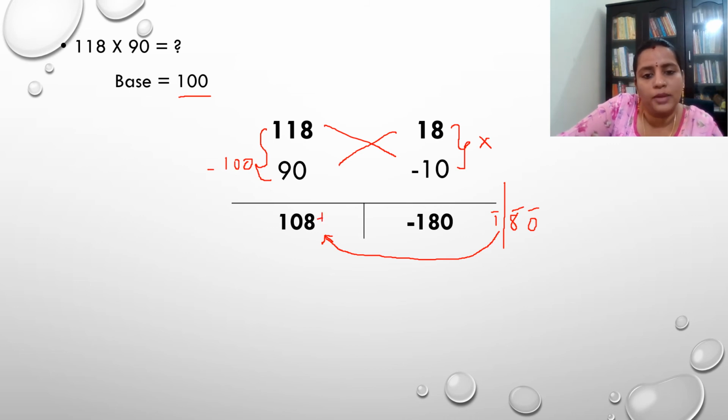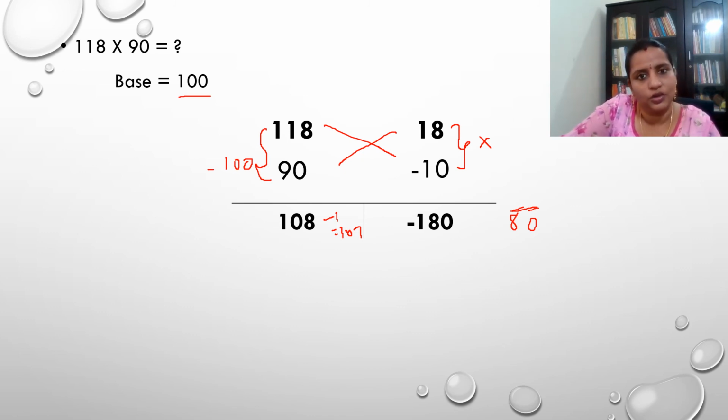So adding a 1 bar, what will happen? I am adding 1 bar. What does it mean? Adding 1 bar means subtracting the number by 1. So what will be the answer here? It is 107. And here in my RHS, what will be left out? Only the 80 bar. So my RHS will be 80 bar and my LHS will be 107. So 118 into 90 is equal to 107 80 bar.